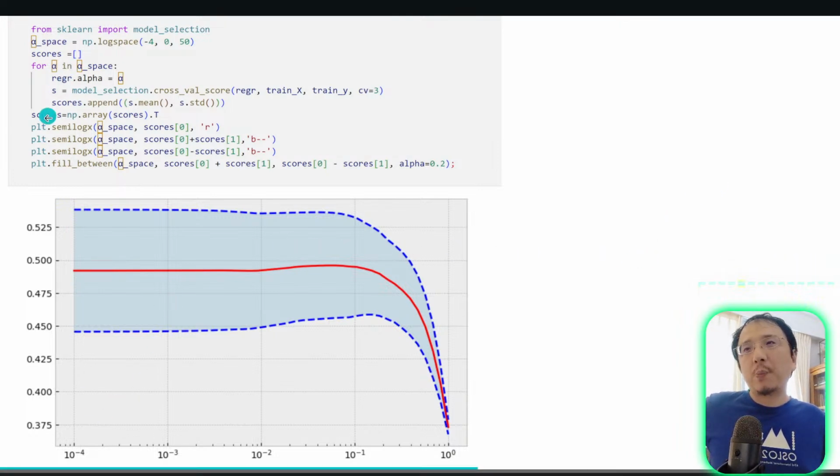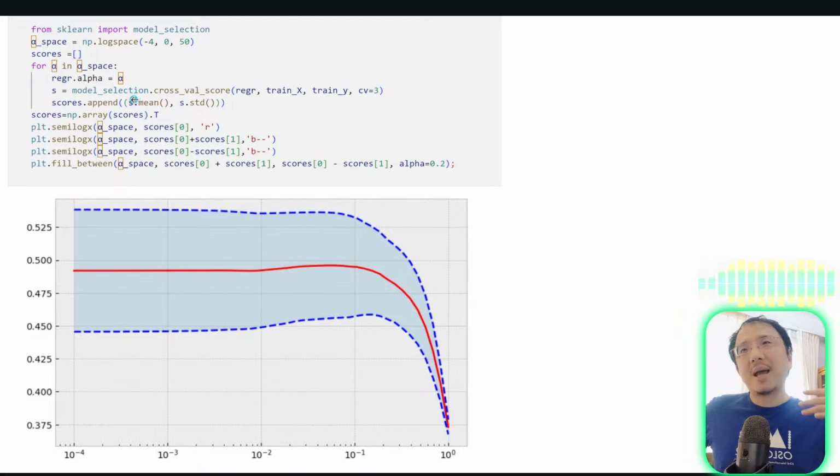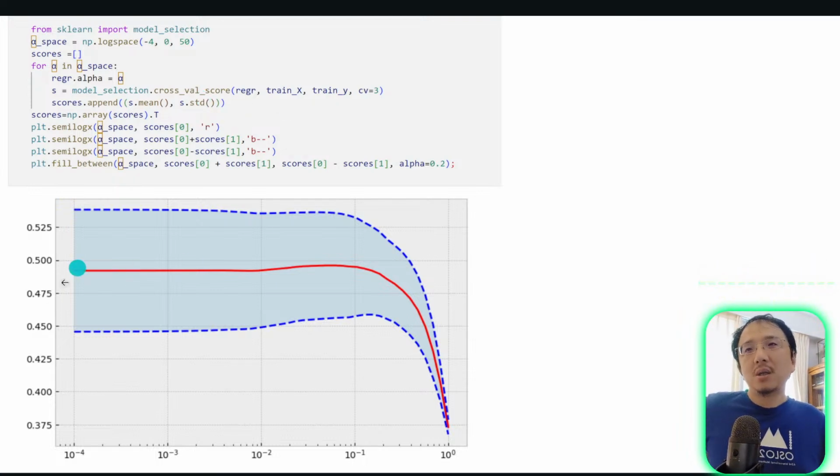Okay, so when we want to select the alpha, we are given a huge choice. We use a log space between -4 and 0, and we test these 50 different alphas to see what happens. For each alpha, we run the cross validation and get a score. So in this graph, the red line is the mean of the validation score, and we have an error band right here.